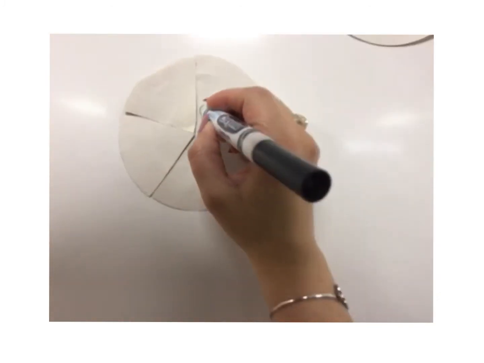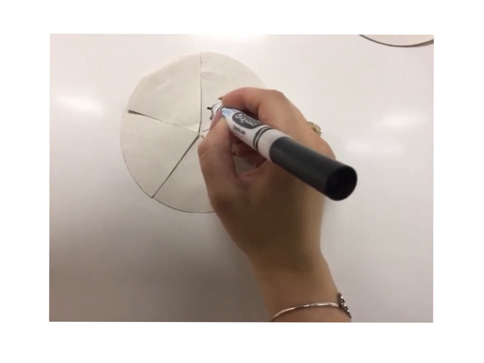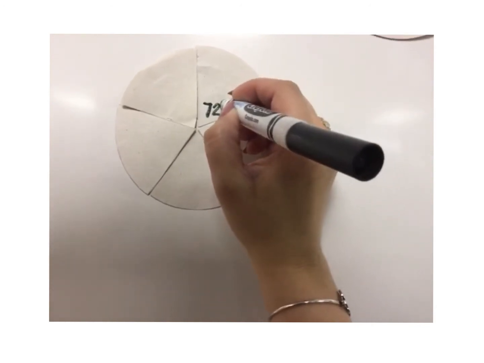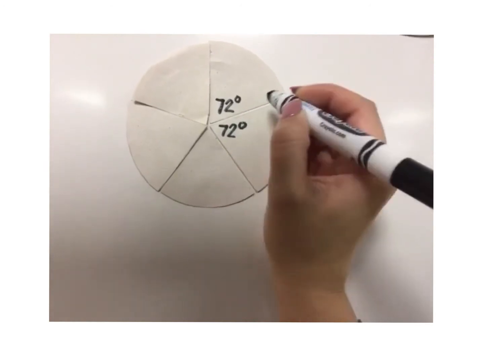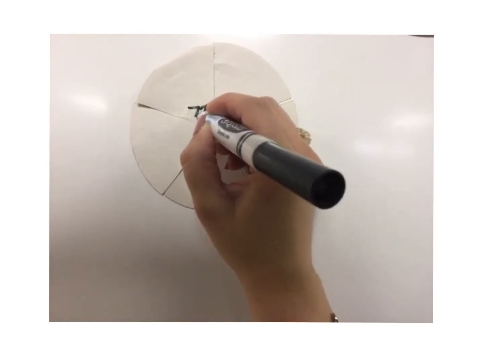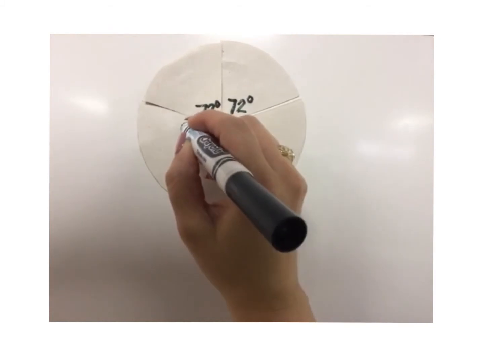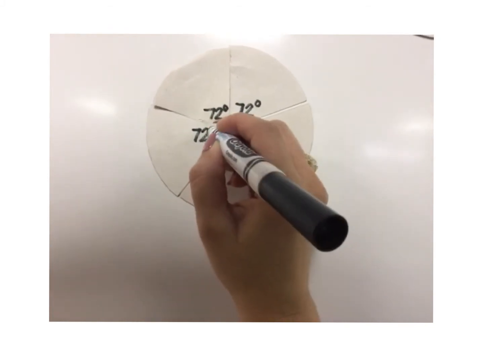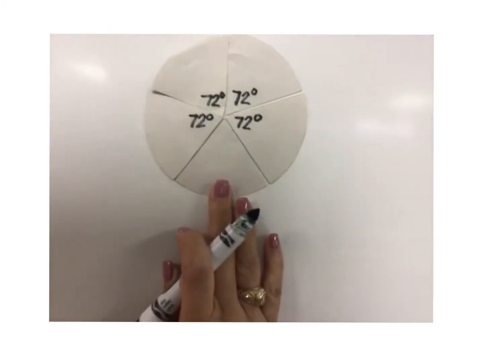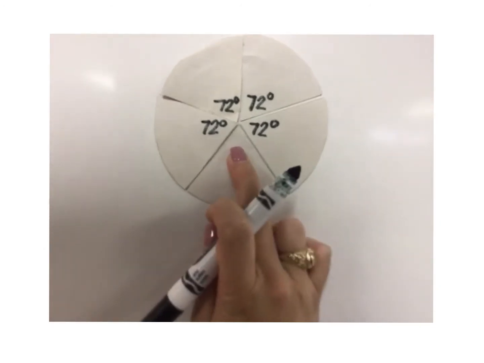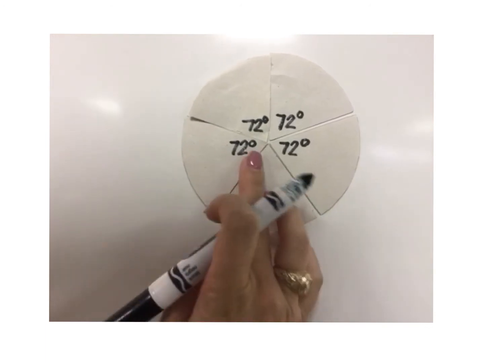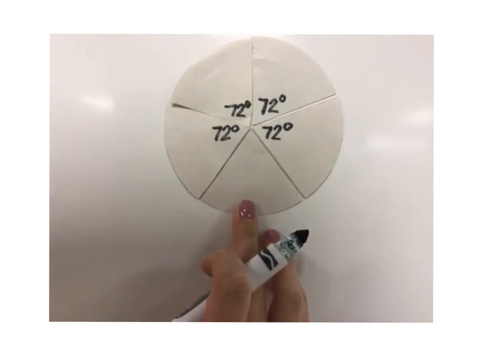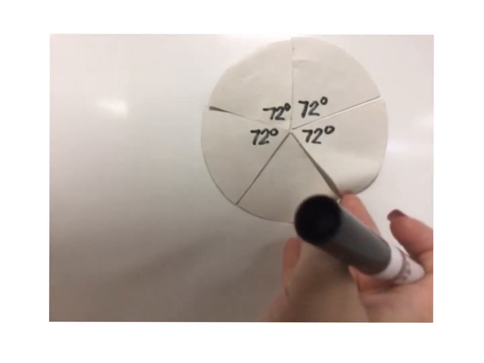So this is 72. Oh, my marker is about to die. 72, 72 adds to a sum of 360. Why? Because it's a circle. Okay, I'm not labeling this yet because what do we know it is? 72. Okay, it's 72.